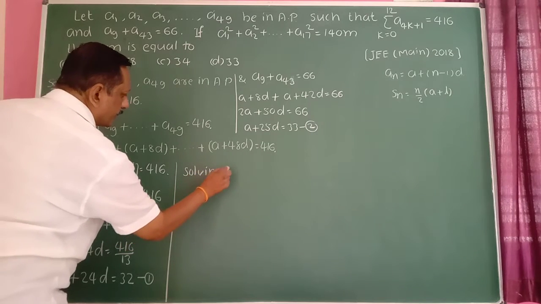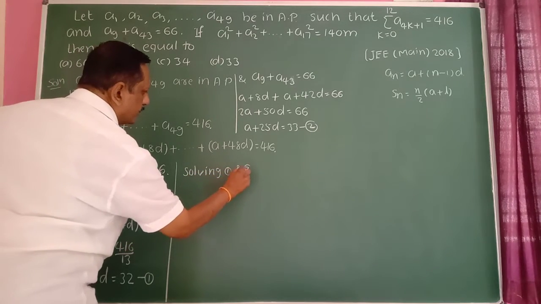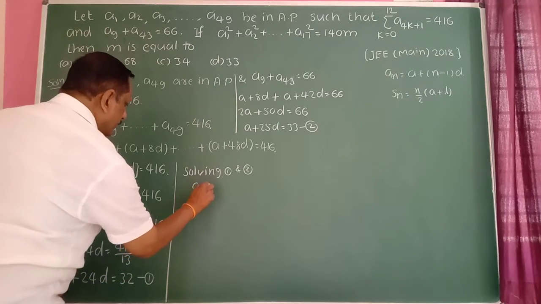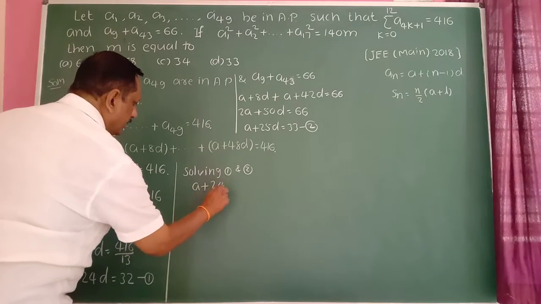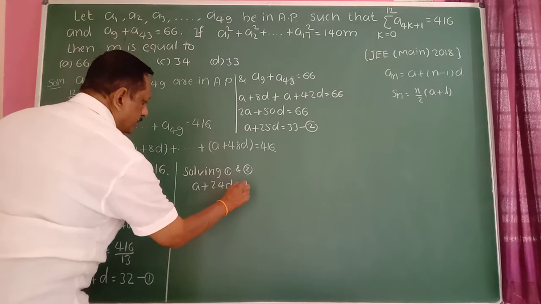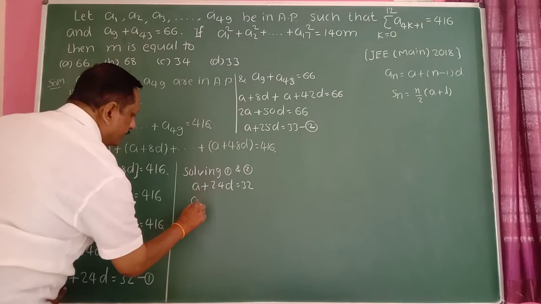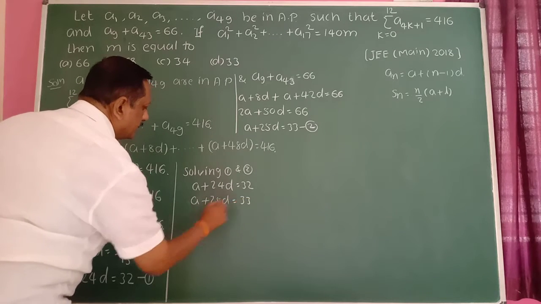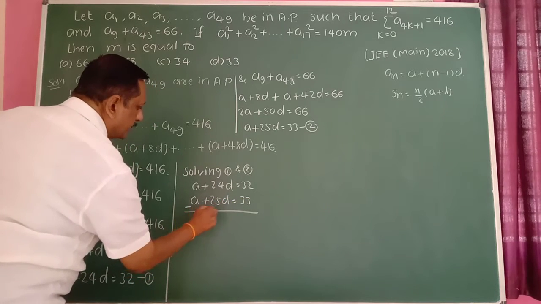Solving equations 1 and 2. Equation 1: A plus 24D is equal to 32. Then equation 2: A plus 25D is equal to 33. Then change the sign here.